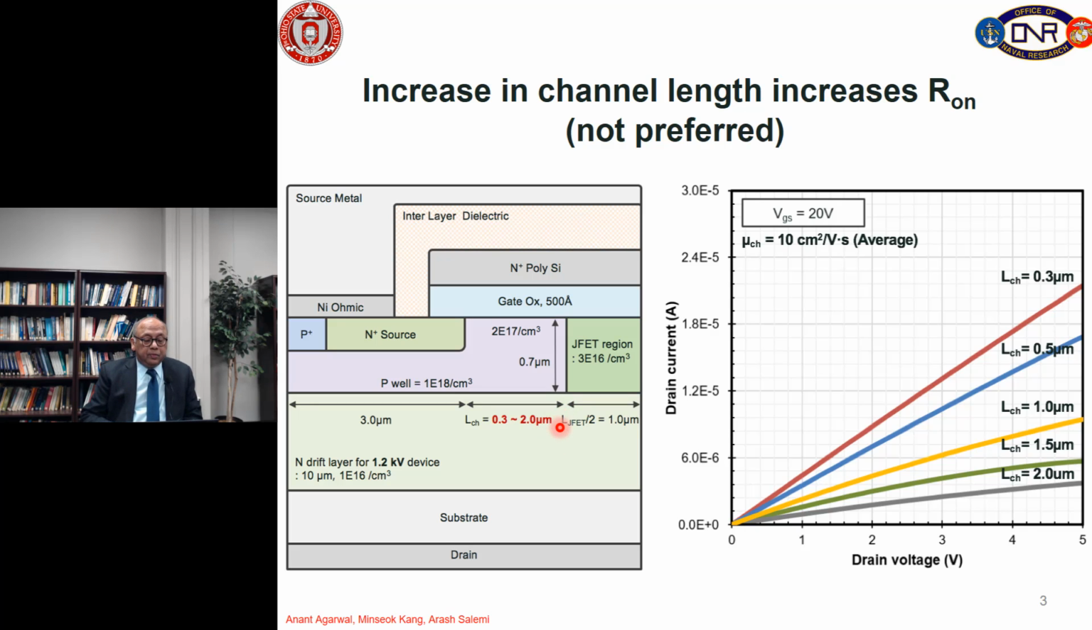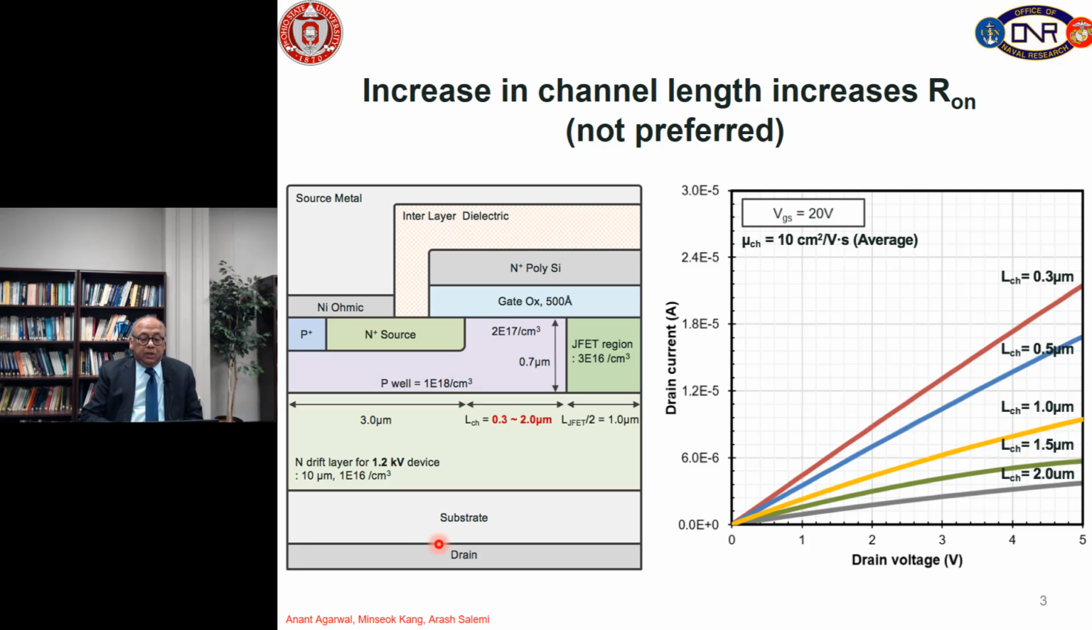And when we turn on the gate, there is a MOS channel of electrons. We call that inversion layer. It's formed here, and then the current flows from N plus source through the channel down the JFET and down the drift region, where it spreads and gets collected by the substrate.